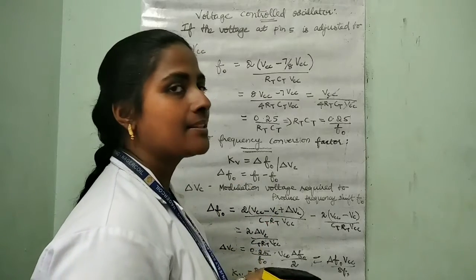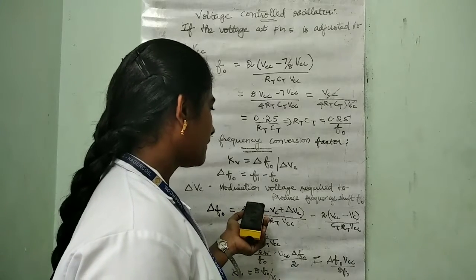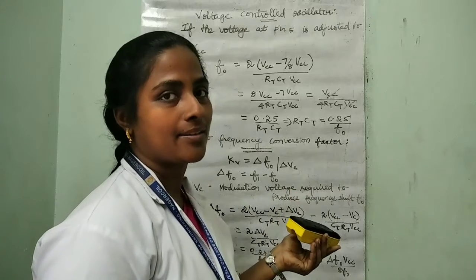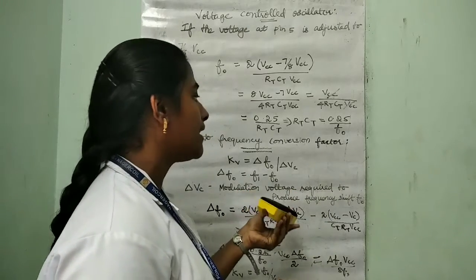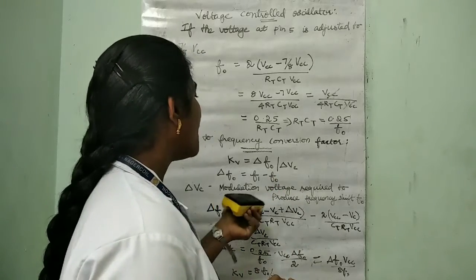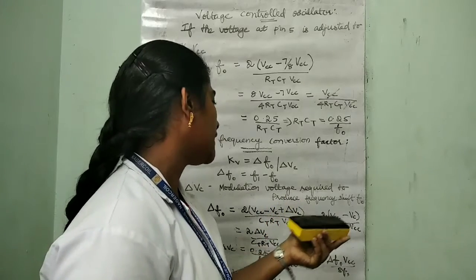Del F0 means F1 minus F0. F1 is the next frequency and F0 is the original operating frequency. Del Vc is the modulation voltage required to produce the frequency shift del F0.